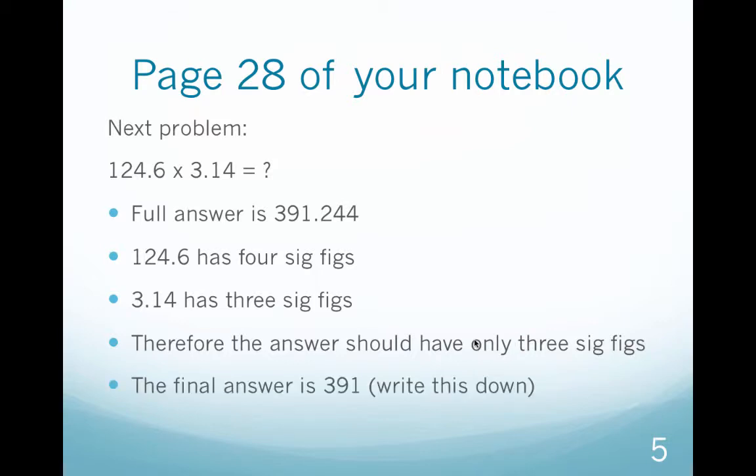So if you look at the board, you can see that when you round that answer, you should get 391. The number that you would round to is the 1. You look at the 2's digit next to it, and that means that you keep the 1 exactly as it is because it's less than 5. So if you don't have that already, go ahead and write that down.